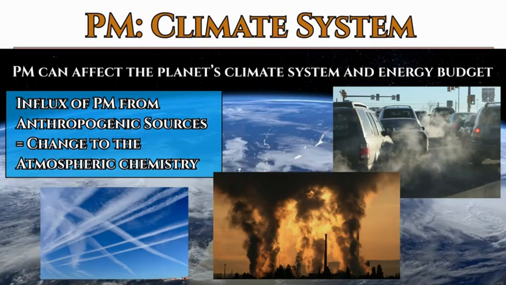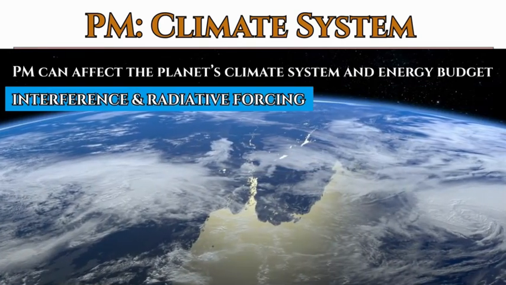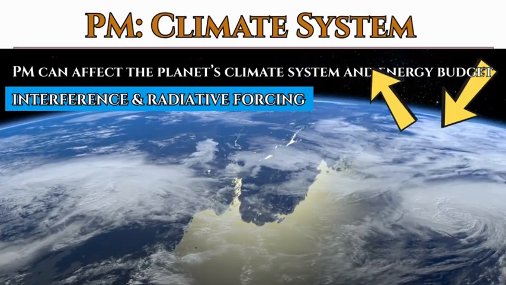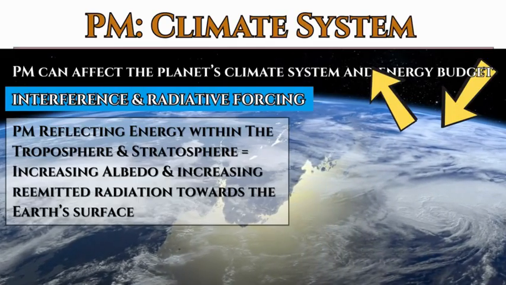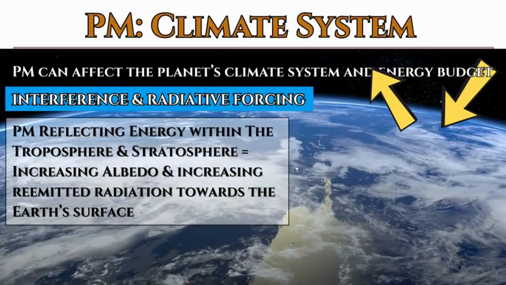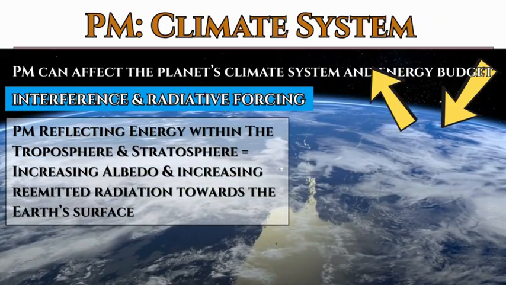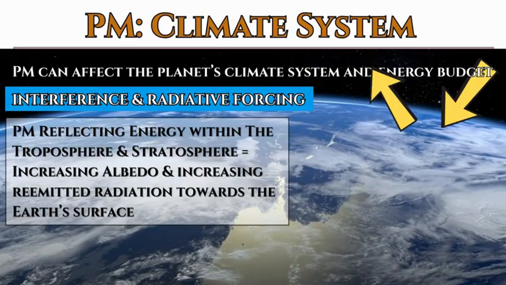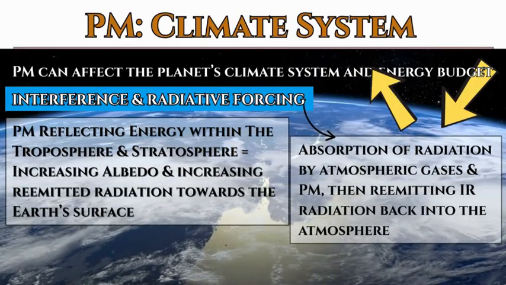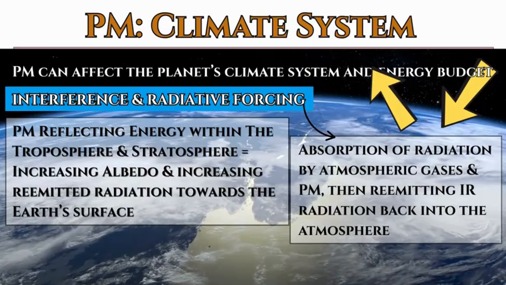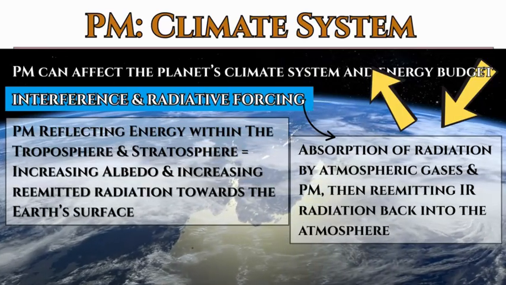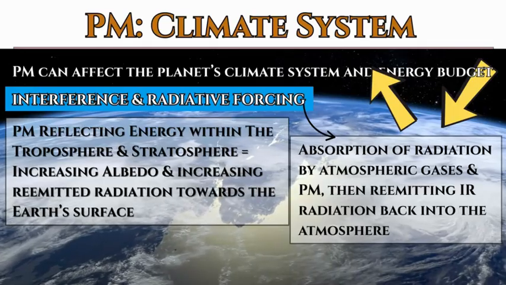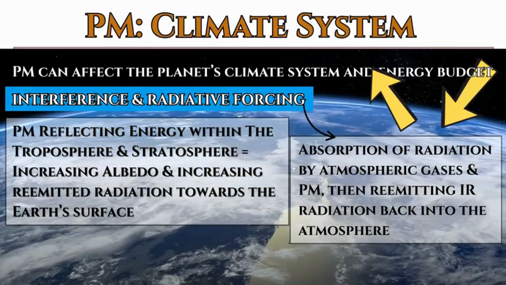So interference is a major part of what PM does in the troposphere and stratosphere in terms of reflecting back a lot of energy into space and also reflecting energy back towards the Earth as a greenhouse effect, which also relates to radiative forcing and the ability for the atmosphere and molecules to absorb energy and then re-emit the energy as infrared or heat back in the atmosphere and back towards the surface.